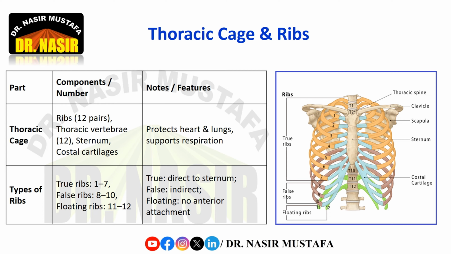Ribs 8 through 10 are known as false ribs because they attach indirectly to the sternum by joining the cartilage of the rib above. The last 2 pairs, ribs 11 and 12, are called floating ribs because they have no anterior attachment to the sternum. Understanding this classification is clinically important in chest trauma and surgical procedures.